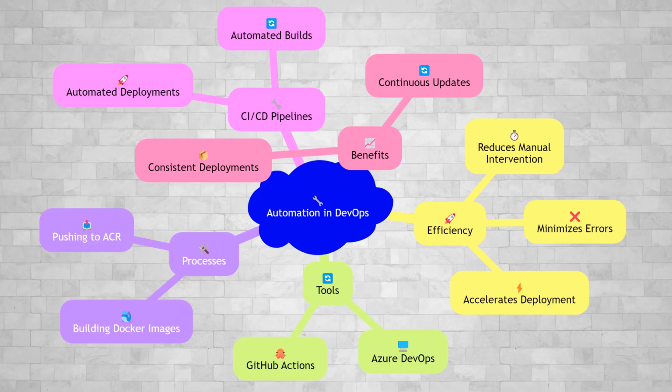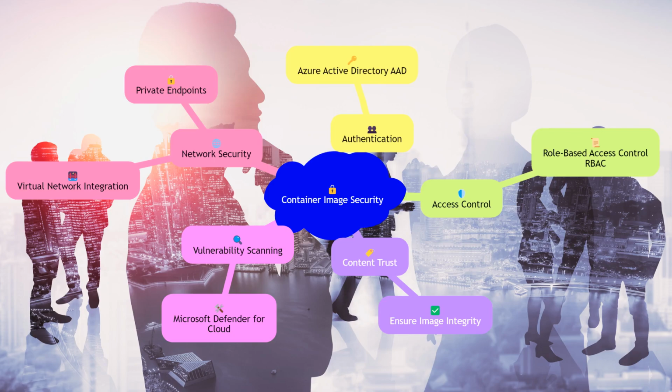Automation is key to efficient DevOps practices. Azure DevOps and GitHub Actions can be used to automate the building and pushing of Docker images to ACR. By setting up CI/CD pipelines, you can ensure that every code change triggers a new image build and deployment. This automation reduces manual intervention, minimizes errors, and accelerates the deployment process, ensuring that your applications are always up to date.